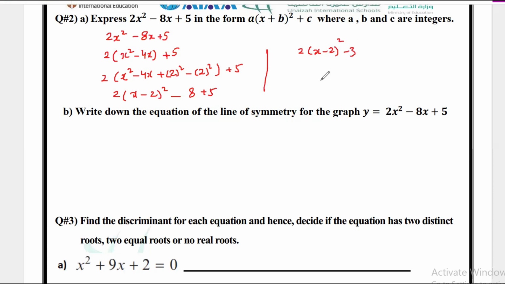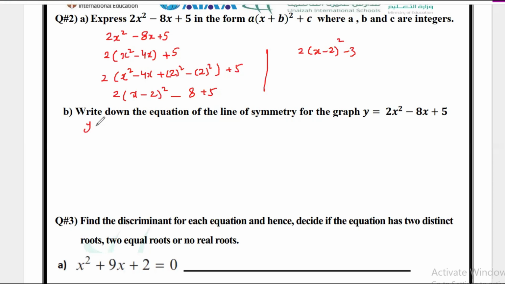And next, we made it the form a(x plus b) whole square plus c, it is the form like this. And then we move on to the second part of this question, write down the equation of the line of symmetry. So remember that this is a U shape because the coefficient of x squared is positive, so we are looking for the minimum value. And remember, the line of symmetry is basically a line which divides the shape exactly into two parts. So it always passes through the minimum or maximum point whenever we have a U shape or N shape.